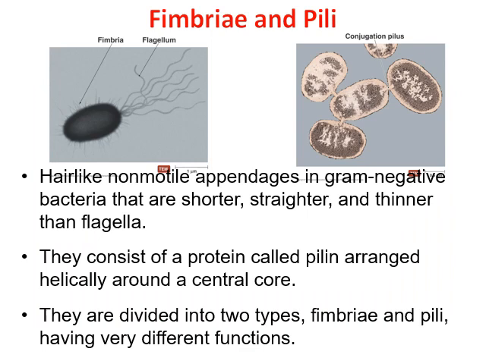The other types of appendages are the fimbriae and the pili. Fimbriae and pili are hair-like non-motile appendages in gram-negative bacteria, so they are present only in gram-negative bacteria, not in gram-positive bacteria, and they are shorter, straighter, and thinner than the flagella. They consist of proteins called pilin proteins, arranged helically around a central core. You can see the difference between the fimbriae and the pili. Here the fimbriae are the very small tubules around the cells, while the pili are shorter and thicker than the fimbriae.